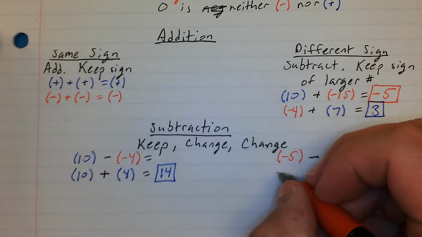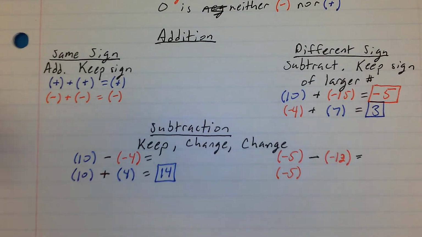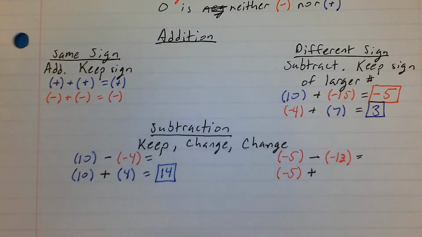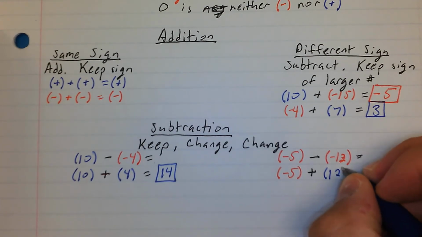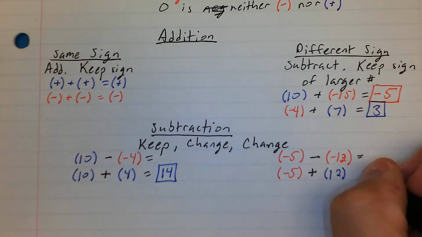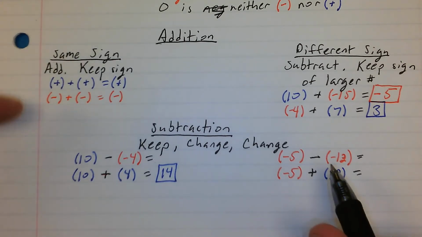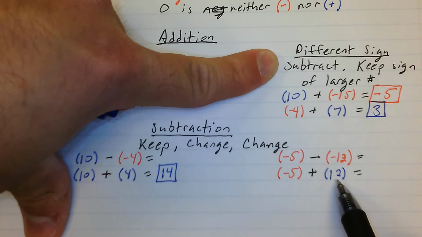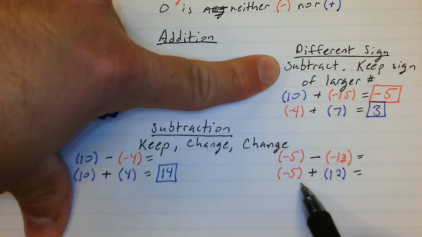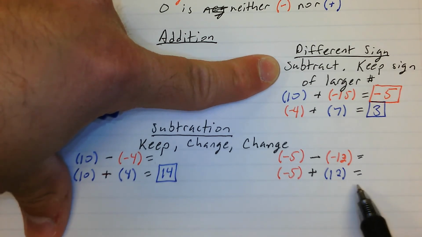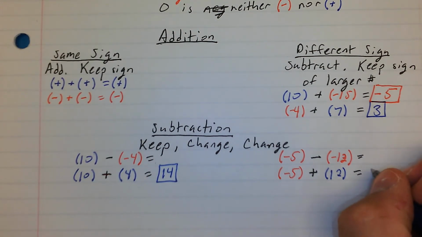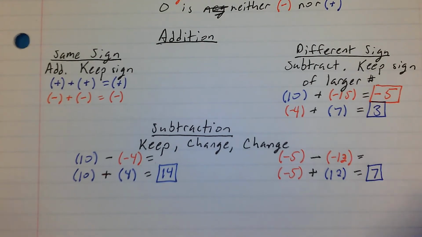So I have negative 5, because we're going to keep the negative 5. My subtraction changes to addition, and instead of negative 12, I now have positive 12. And from here, we just follow the addition rules. So they'll keep the sign of the larger number. Well, 12 is larger than 5, so my answer is going to be positive. 12 minus 5 is 7. So therefore, my answer is positive 7.